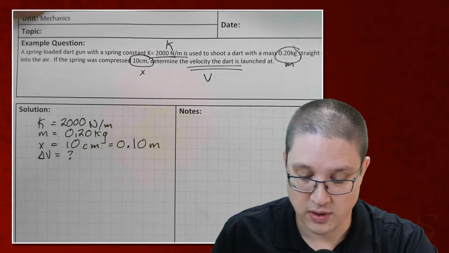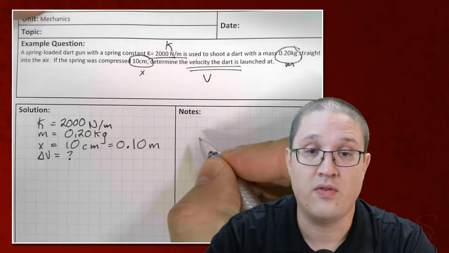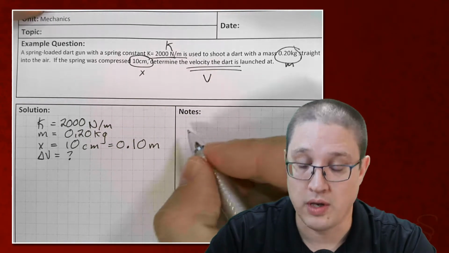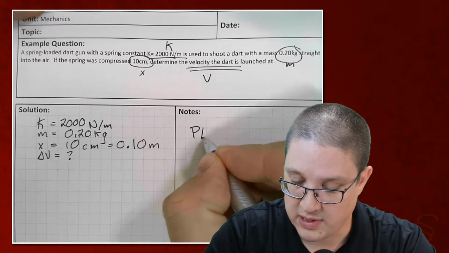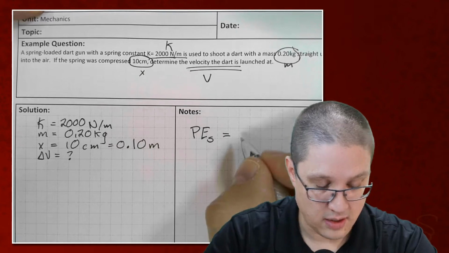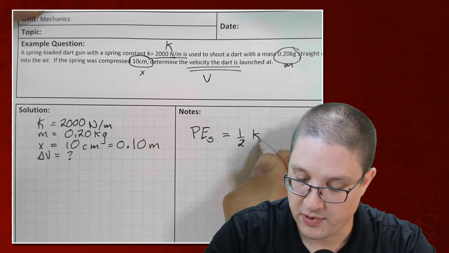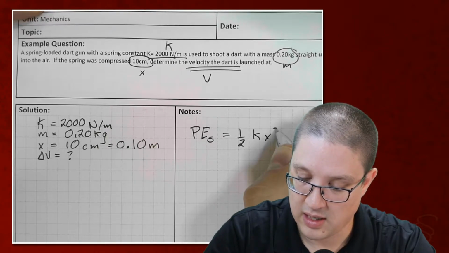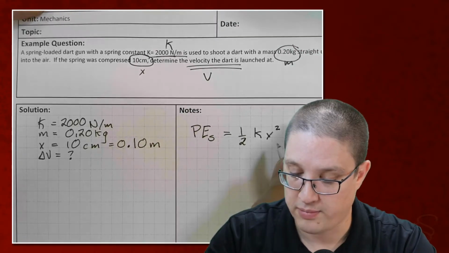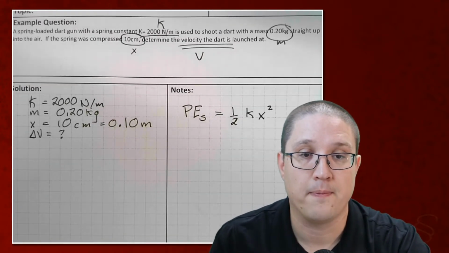So let's work this out. Now, one thing to note, there is a new formula here for the potential energy stored in a spring. So the potential energy stored in a spring is 1/2 times the spring constant times the stretch or compression squared, 1/2 kx squared.